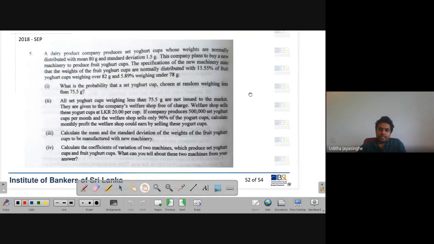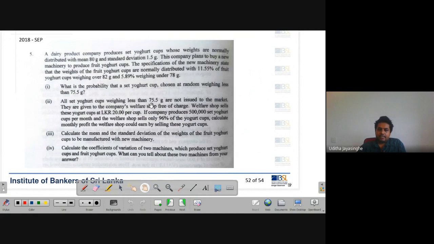Second part. All set yogurt cups weighing less than 75.5, the part we calculated, are not issued to the market. They are given to the company's welfare shop free of charge. The welfare shop sells these yogurt cups at 20 per cup. If the company produces 500,000 set yogurt cups per month, and the welfare shop sells only 96% of these, calculate the monthly profit the welfare shop could earn from selling these yogurt cups.